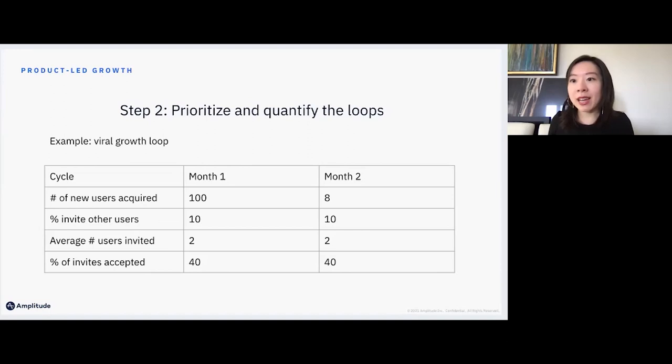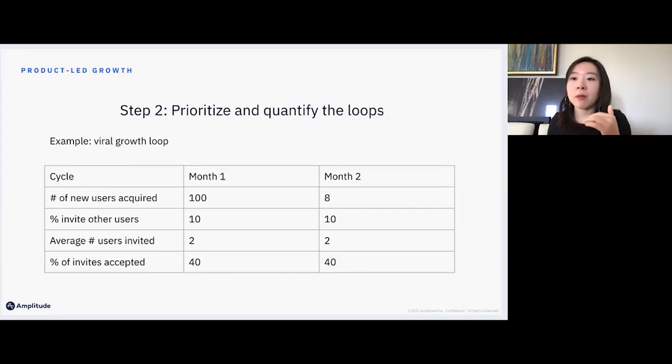So after determining the cycle, which is the time frame that you should be using to measure different steps in your growth loop, you can then pick a starting time period to start modeling out the loop step by step. So let's look at this hypothetical product as an example. In month one, you may have acquired 100 new users. You see that 10% of them send an invite. On average, each user invites two new users, and 40% of those being invited were delivered the invitation via email, opened it, clicked through, and completed the sign-up process to become a new user in your product. This means that at the end of the first month, you have 8 new users as the output of this cycle being added to your product from existing users' invites.